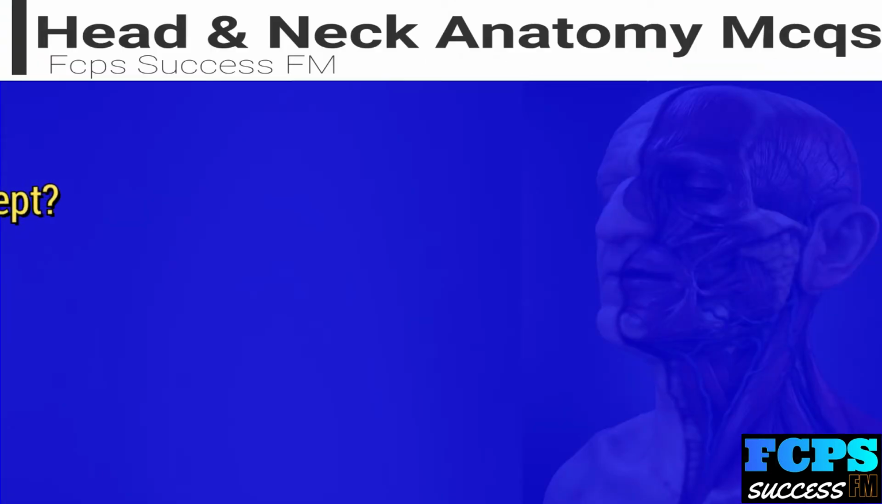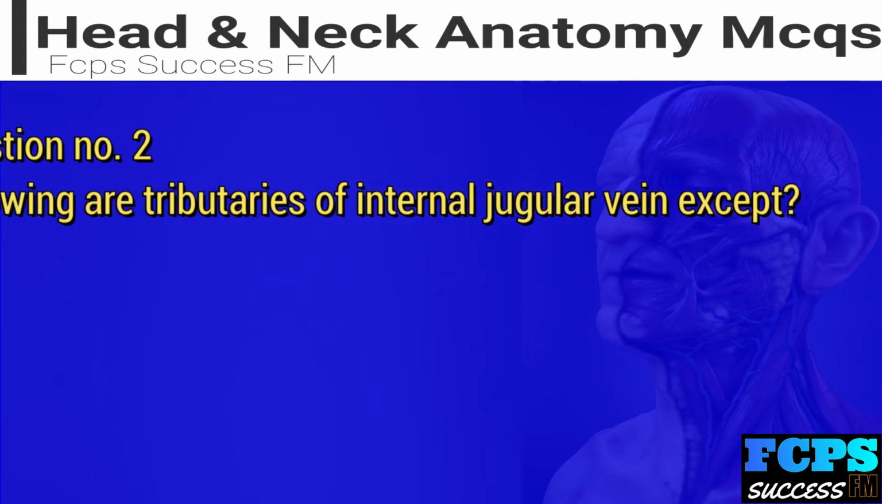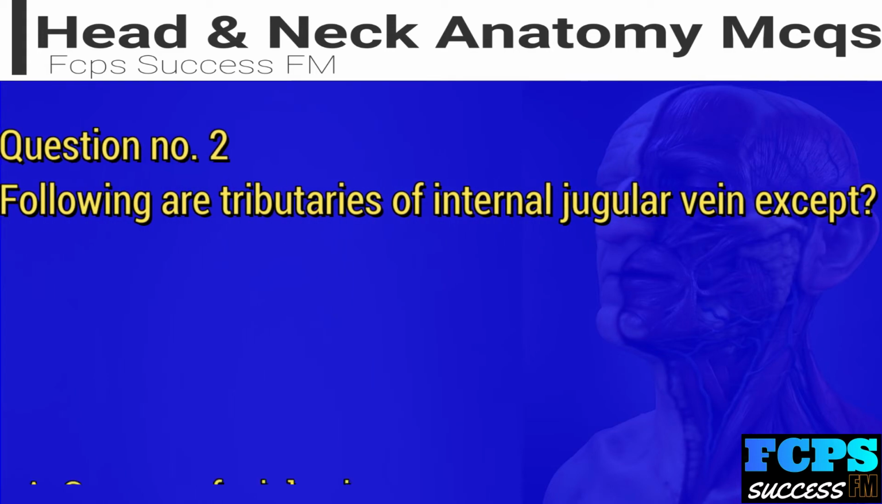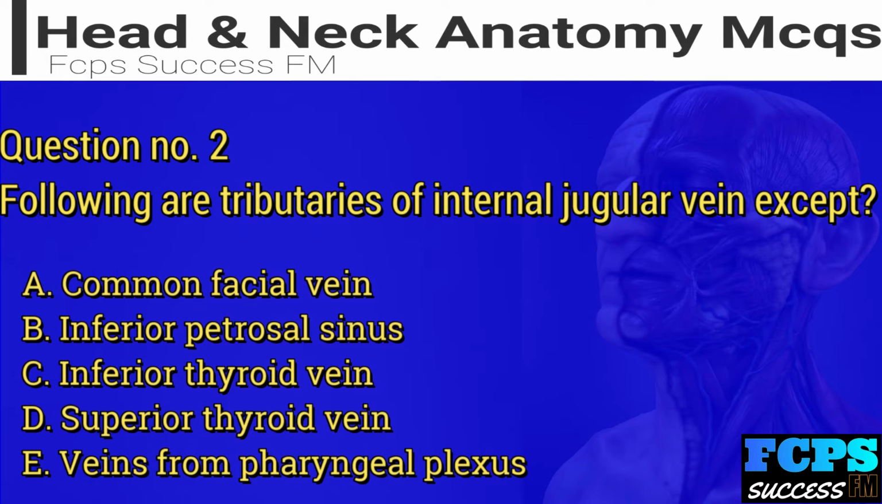Question number 2. Following are tributaries of internal jugular vein except A. Common facial vein, B. Inferior petrosal sinus, C. Inferior thyroid vein, D. Superior thyroid vein, E. Veins from pharyngeal plexus.